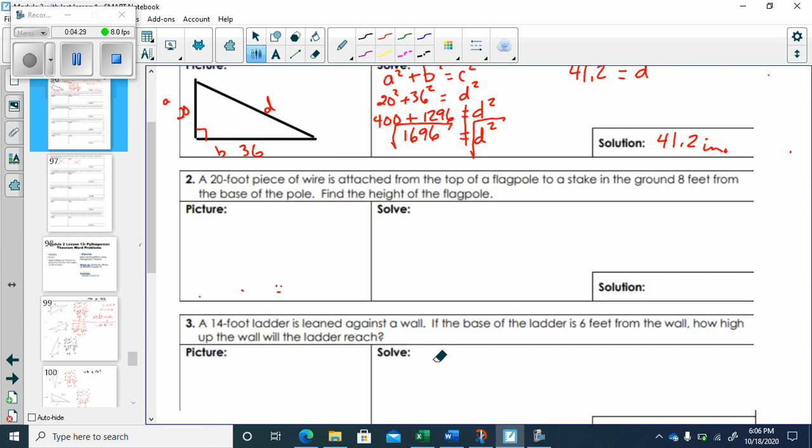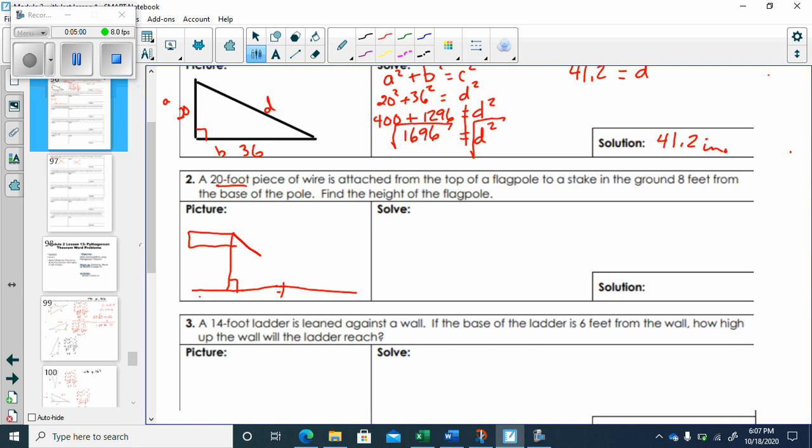Okay. Let's look at number 2. A 20-foot piece of wire is attached from the bottom of a flagpole. So I'm going to draw a flagpole. I'm going to draw the ground here. And I'm going to draw me a flagpole. Okay. Here's a flag. All right. You know, a flagpole's at a 90-degree angle to the ground, right? A 20-foot piece of wire is attached from the top of the flagpole to a stake in the ground. So we're going to put a stake here in the ground.